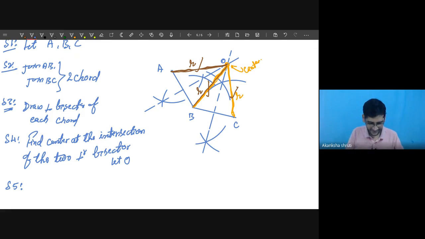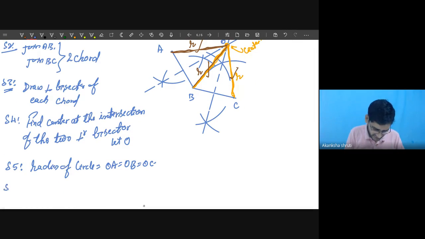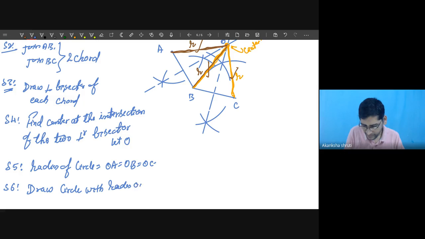So step number 5 is our radius of circle is equal to OA, same as OB, same as OC. With this radius and center, you have to draw the circle. You may stretch your compass with the metallic tip at O and the pencil either at A or B, anyone, and you just rotate it, you can get it. So step number 6, draw the circle with radius OA and center O.